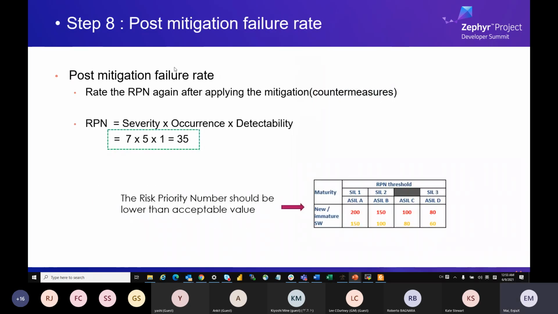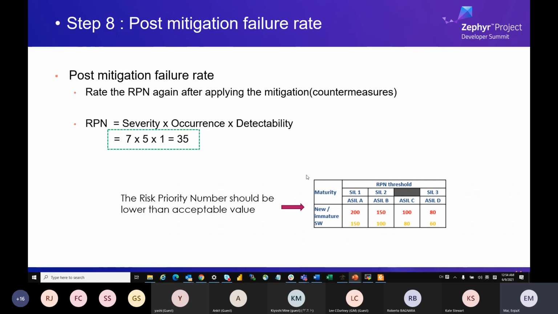Okay, so after we identify our countermeasures, we have to rate the post-mitigation failure rate again. You can see after we apply the countermeasures, the RPN number will change. Because we add a check to detect it, the detectability becomes easy to detect, so we can rate it as 1. And this is the RPN number after we apply the mitigation.